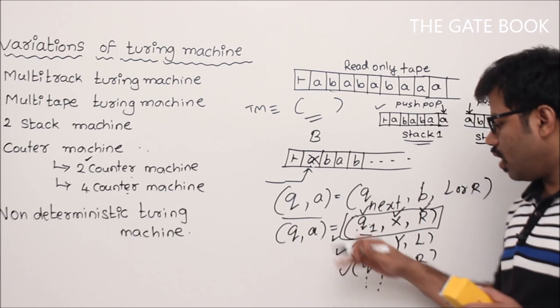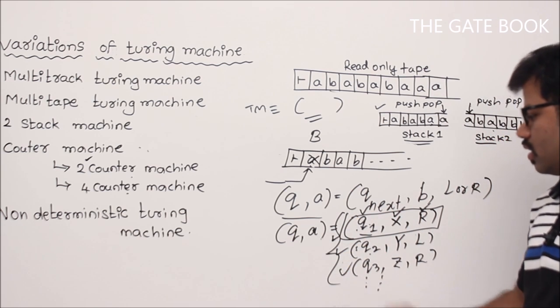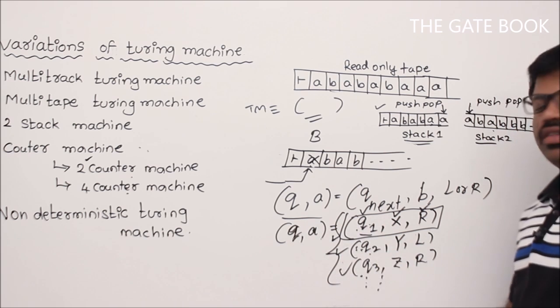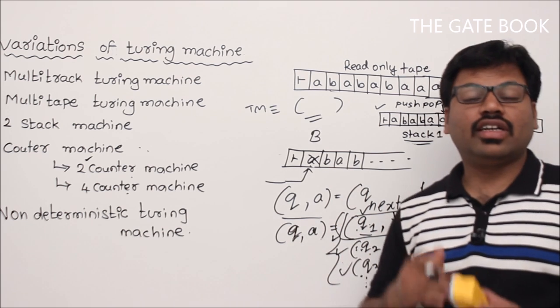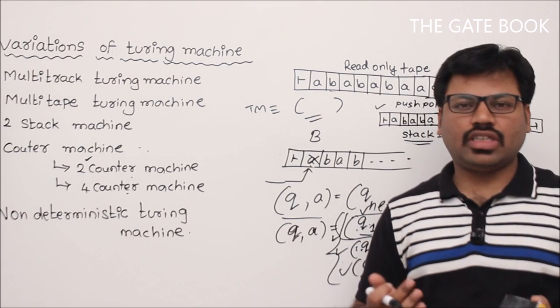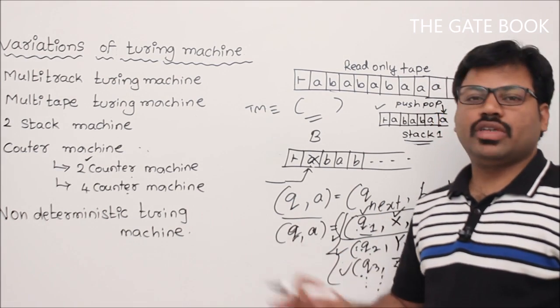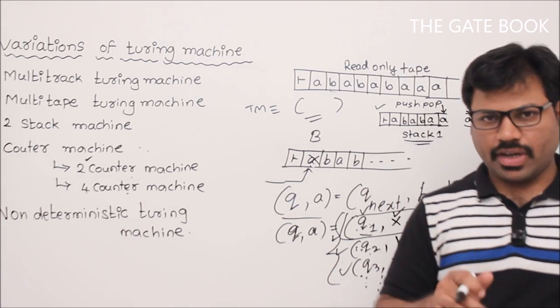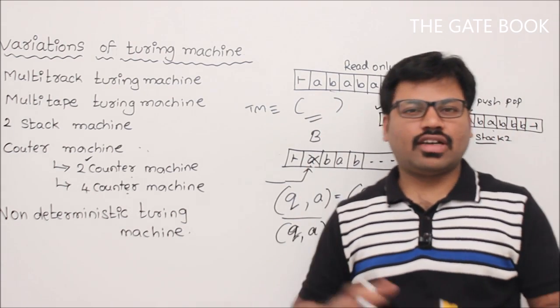Whatever the number of choices, these are all choices. So on input, your Turing machine has choices. Though you have choices, that doesn't add any power to your Turing machine. That means the non-deterministic Turing machine is still equivalent to the basic Turing machine. That is sufficient. Just remember. Okay. So this is about all the variations of the Turing machine.